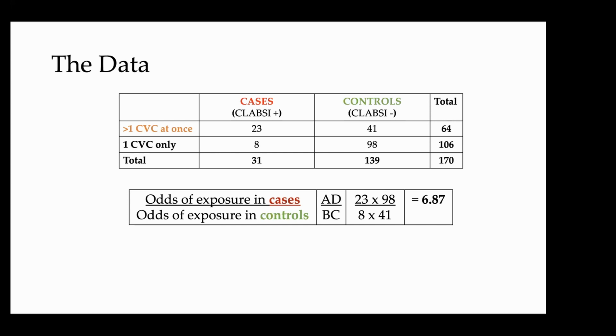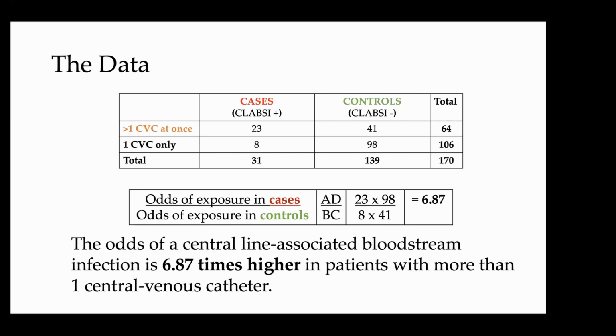So that's great. We have our odds ratio, but what is this actually telling us? That's the more important thing. What this is saying is that the odds of a central line associated bloodstream infection is 6.87 times higher in patients with more than one central venous catheter. So potentially this may be a risk factor for these central line associated bloodstream infections, but we'll touch more on that later.